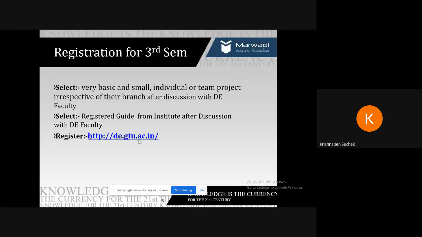The pattern to study this course is that you have to select one project definition on which you are going to work. During each and every lab, we will discuss the task you are going to do throughout the week. You have to select a very basic and small project. You can work individually on the project or you can have your team.